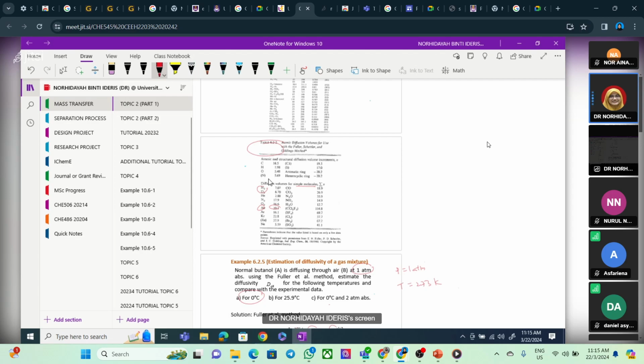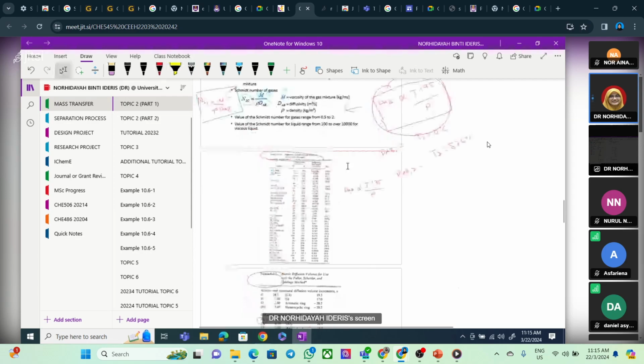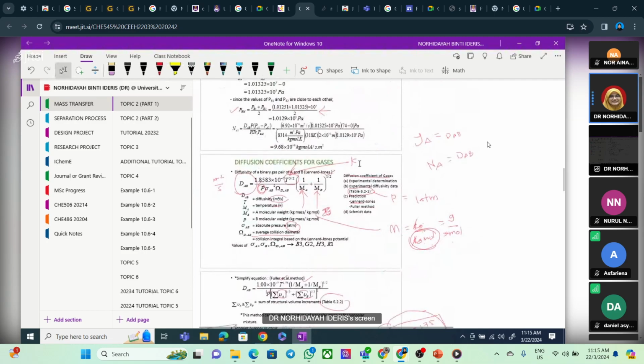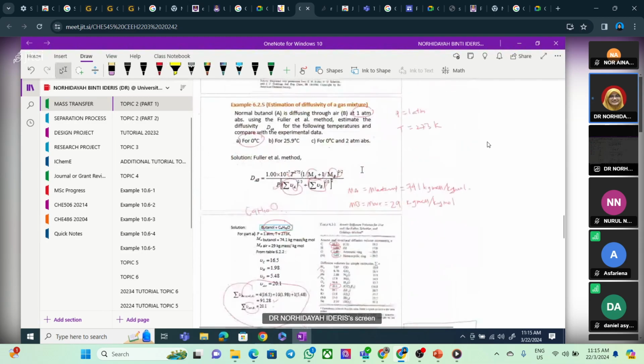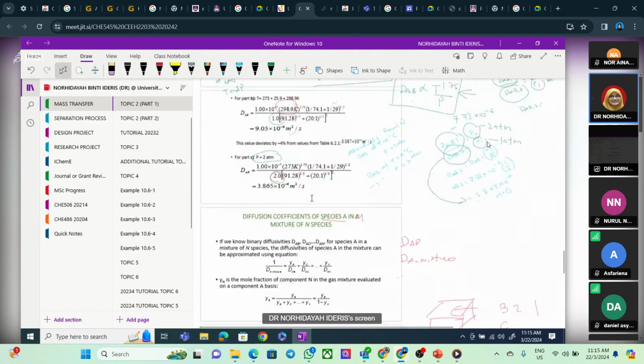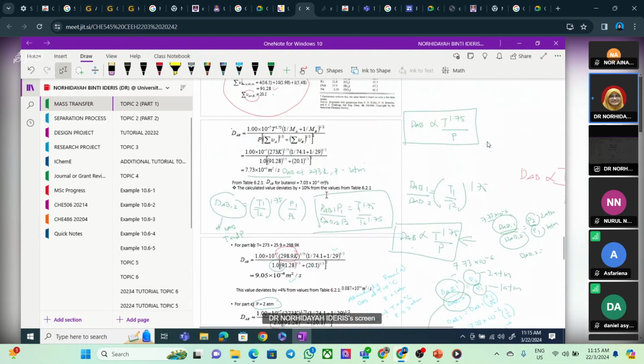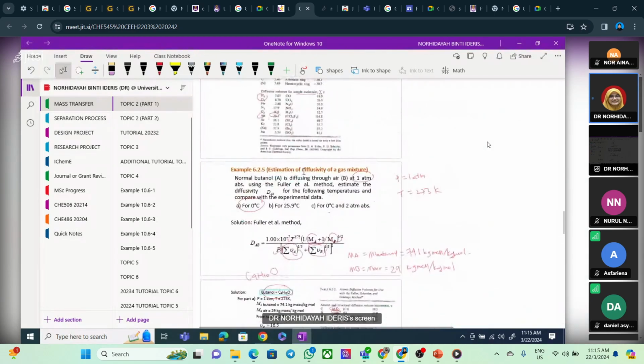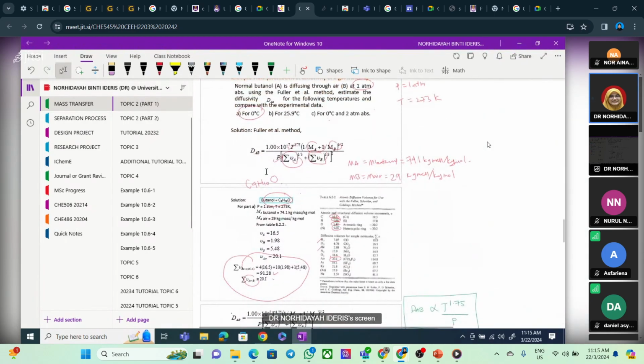Alright, so that's the thing lah about subtopic number 5, the diffusion coefficient for gases. So right now, can we go to the last part? Okay, yang bahagian ni kita masuk minggu depan lah, tak larat cakap lah. Okay, so kita last part ialah yang ni lah, example 6.25. Alright, it's very straightforward.